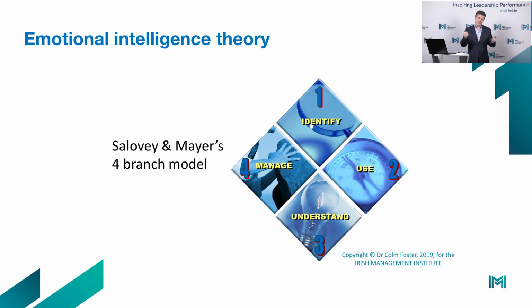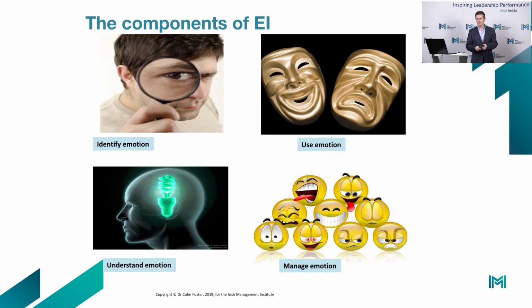And it has 4 branches, naturally enough. The first one is around identifying emotions, then using emotions, then understanding emotions, and managing emotions. And it largely runs in that sequence, although you can join the model at any point in real life. You join the model at any point, but it's better understood as a series, as a sequence. So let's pick into that a bit.